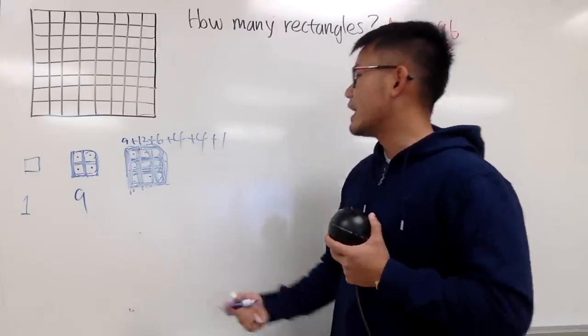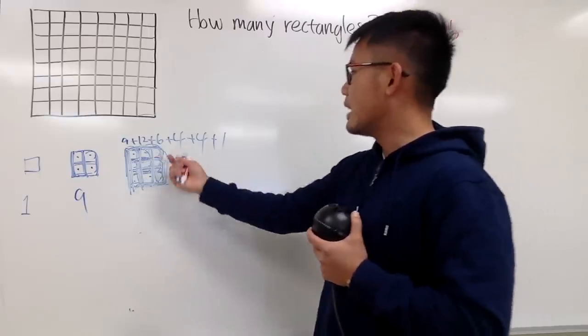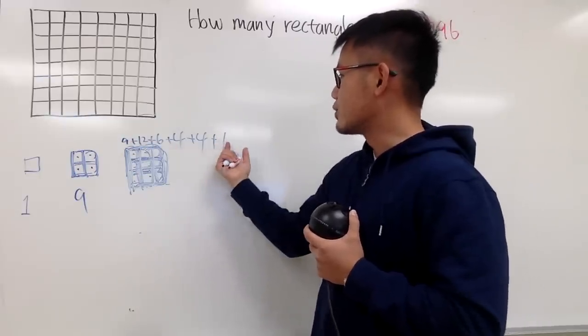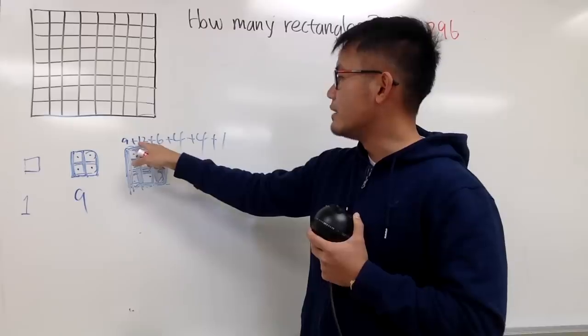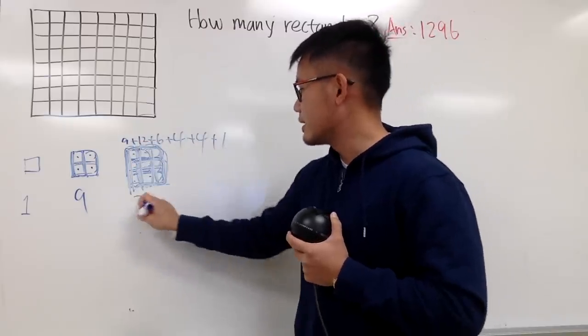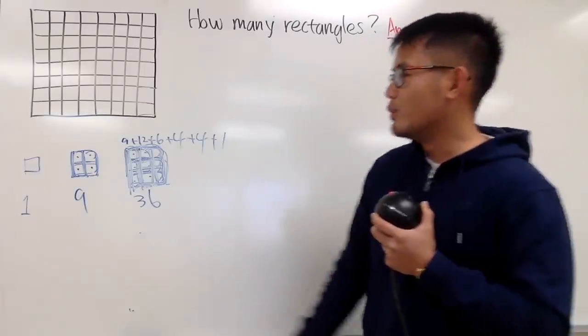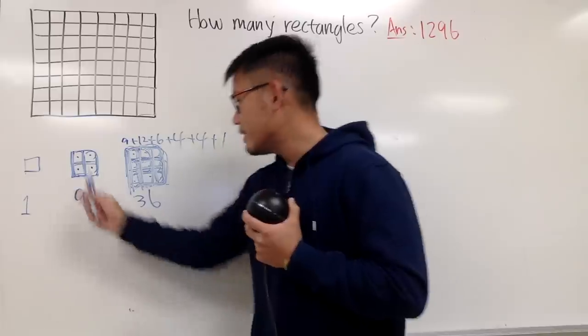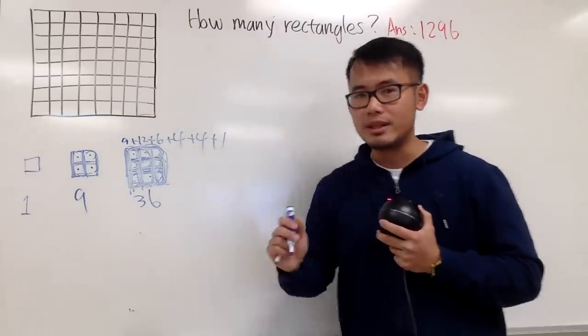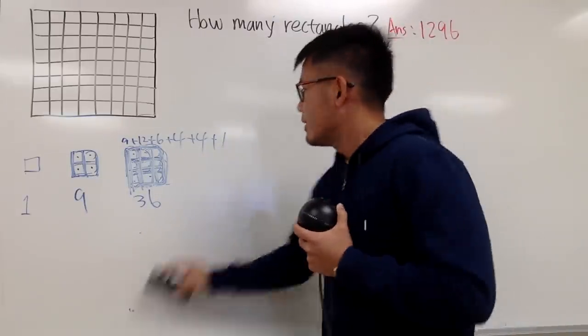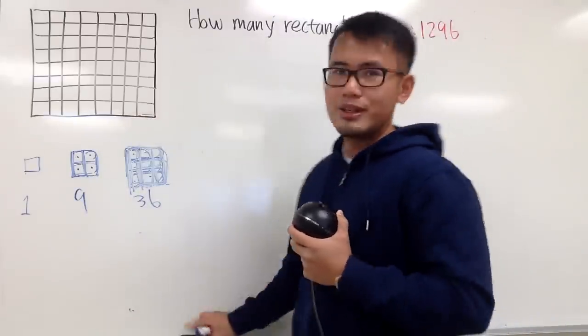And of course, we can just add this up real quick. If you add them up, this is 10, this is another 10, that's 20. So we have 32 and then 36. So based on the first 3 cases, we have 1 rectangle, 9 rectangles, and then 36 rectangles. Okay? All right, let's see if there's any pattern for this.